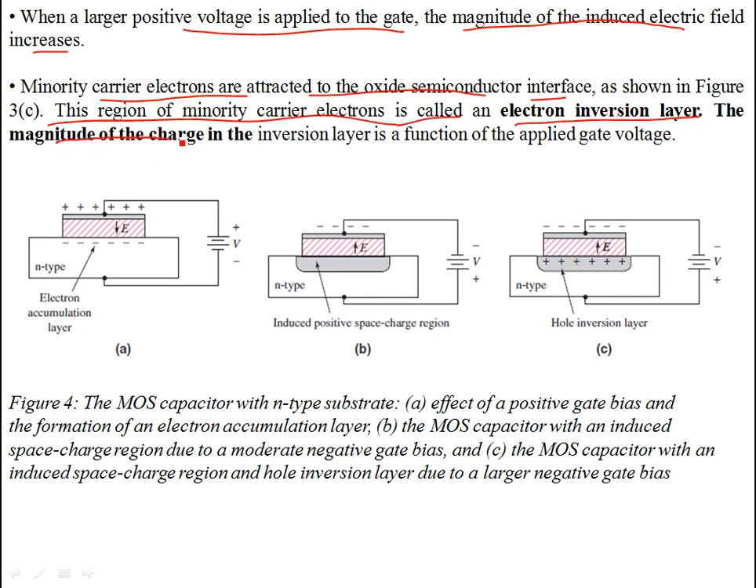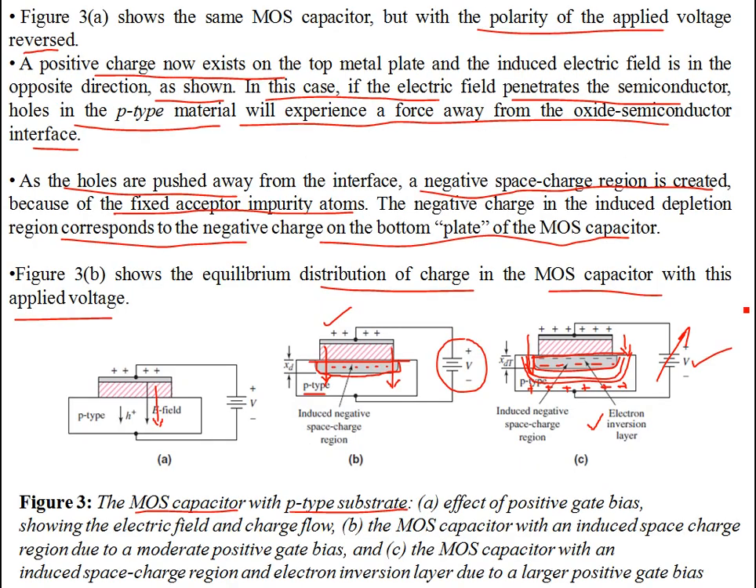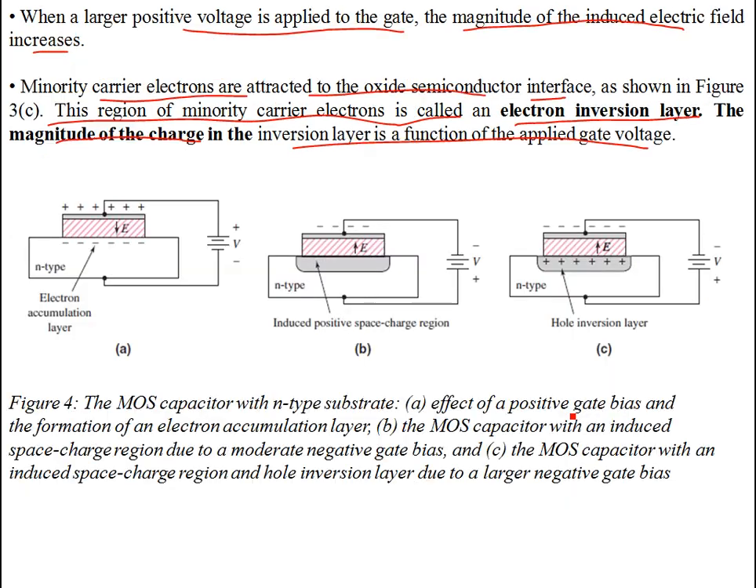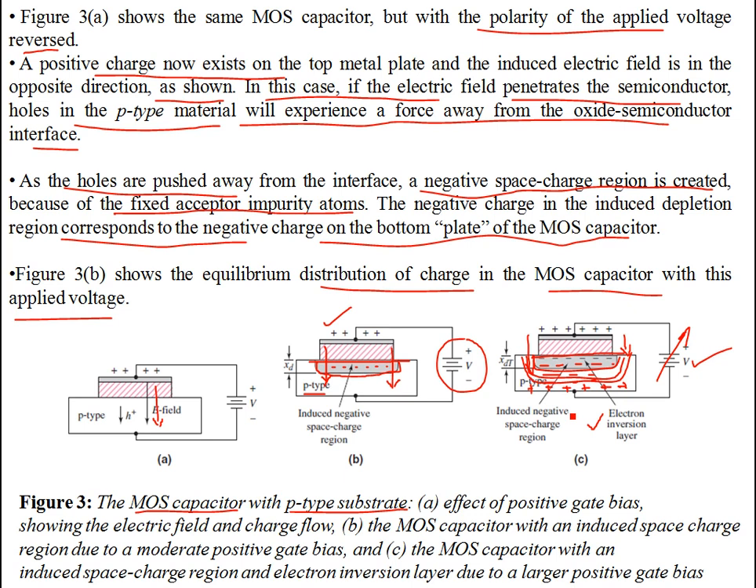The magnitude of the charge in the inversion layer is a function of the applied gate voltage. As you increase the gate voltage, your depletion width increases, and it consists of more and more minority carriers, more and more negative charge carriers, because the holes are pushed towards the other end of the substrate. Now this is the story for the p-type substrate, which we had in figure 3.